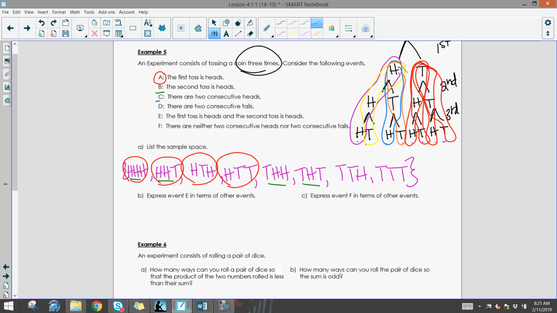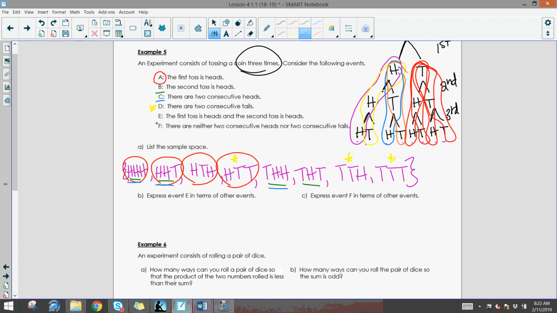C, I'm going to use blue. There are 2 consecutive heads. That means there's 2 heads in a row. So 2 heads in a row, 2 heads in a row. Nope, nope. 2 heads in a row. That's it. Let's see. I need to use a different color. D, I'm going to put a yellow star by it. There are 2 consecutive tails. No, no, no, yes. No, no, yes, yes.